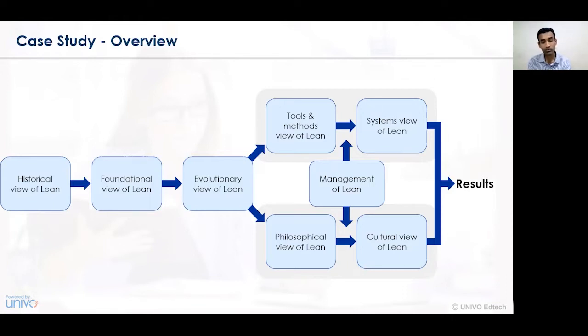In the case of the evolutionary view, this view is again divided into two parts. The first part focuses on the tools and methods view of lean, and the second part focuses on the philosophical view of lean. The tools and methods of lean give a systematic view of lean, and accordingly the activity is undertaken based on the systems and set procedures that need to be followed. The second part focuses on the philosophical view of lean, which always takes into account the cultural view of lean, as to what cultural considerations and factors need to be undertaken in an organization, how we control those activities, and how it can be implemented in the business organization in the short run as well as in the long run.